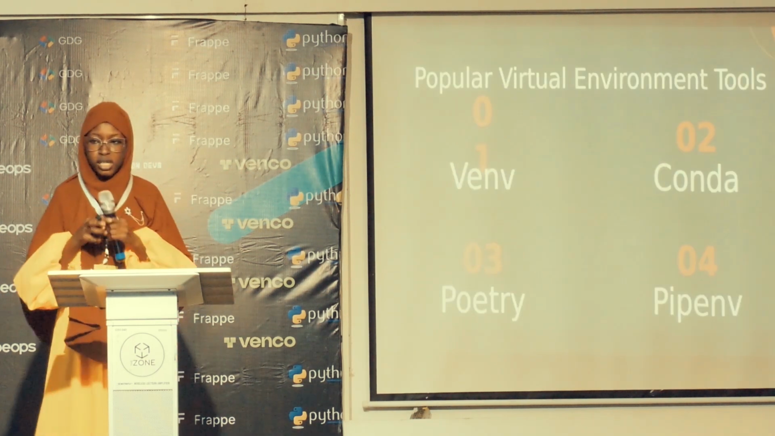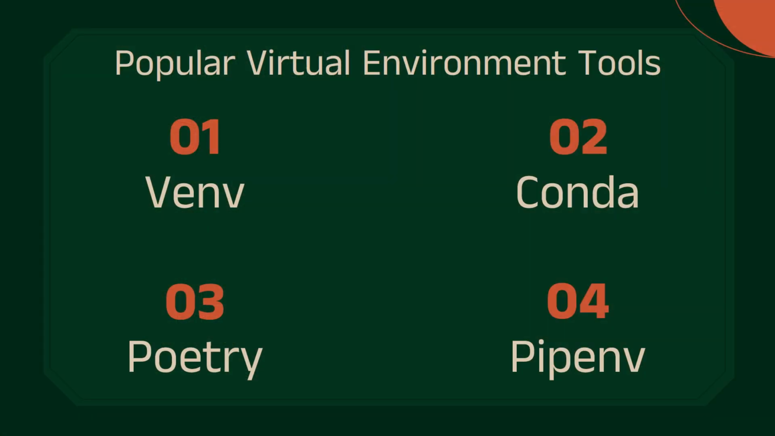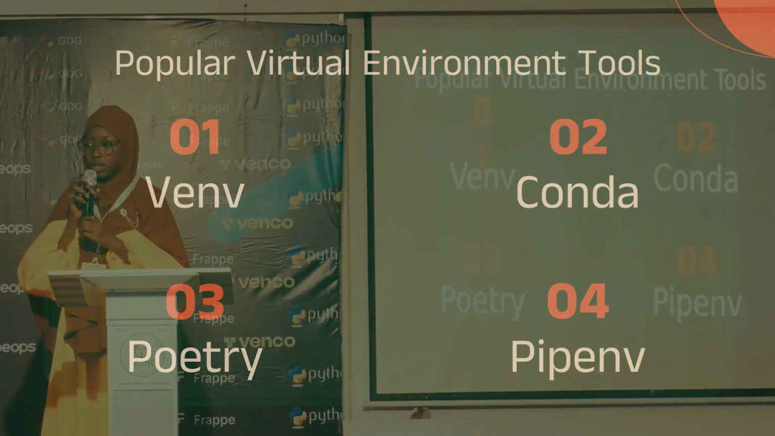Okay. So the first one is venv, the second one is Conda, the third one is Poetry, and the fourth one is Pipenv.